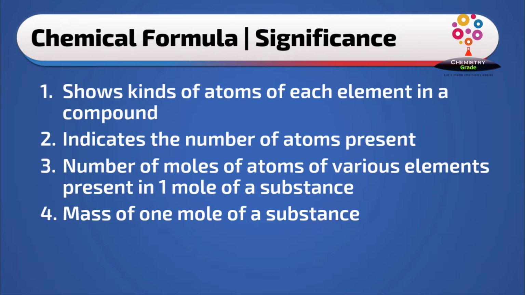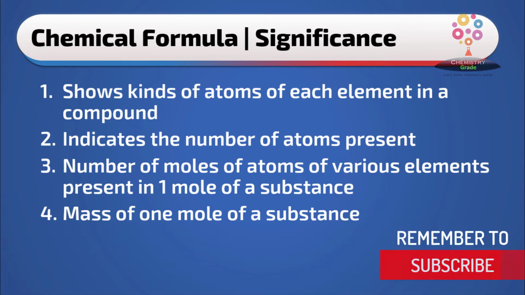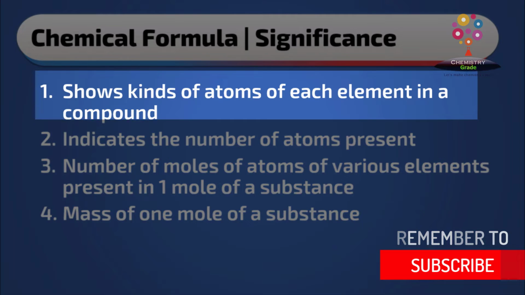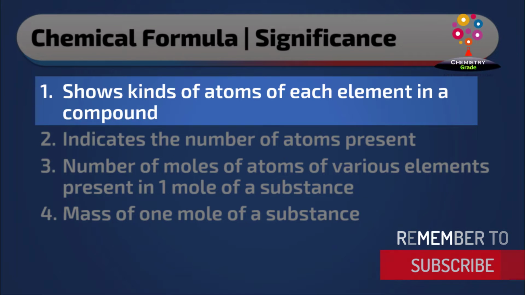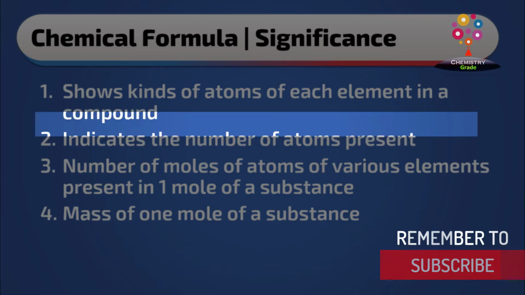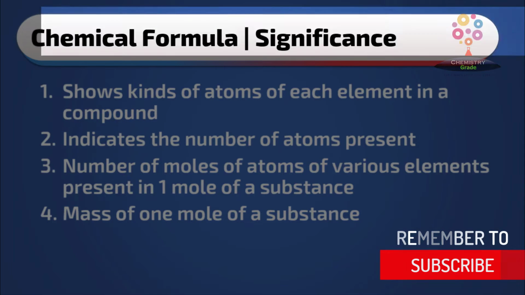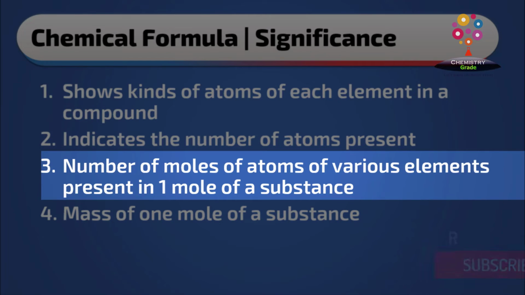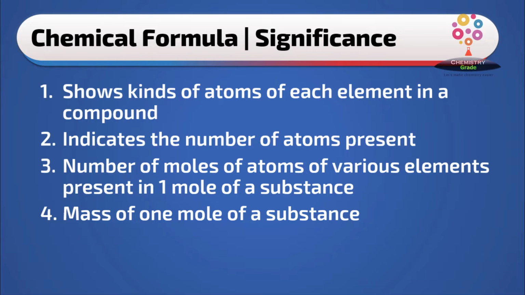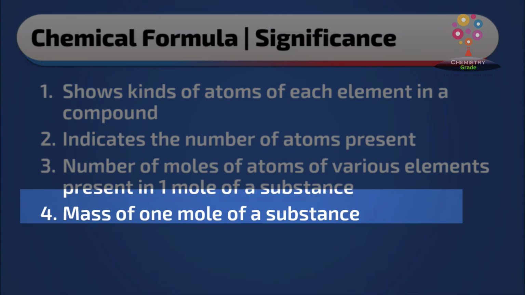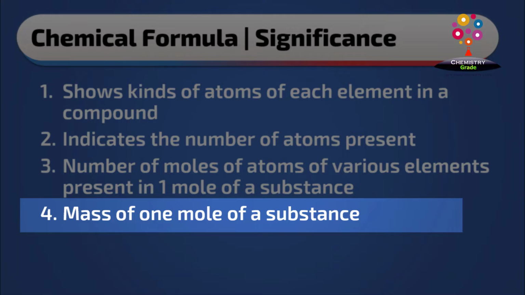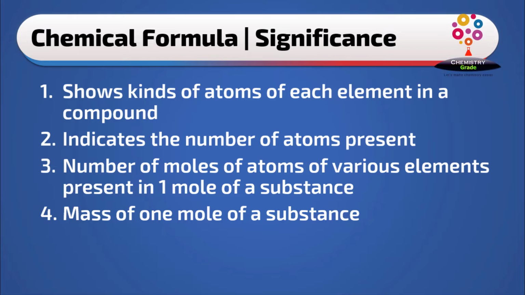It is very significant to know the chemical formula because it shows the kinds of atoms of each element in a compound. It indicates the number of atoms present. Then it also tells us the number of moles of atoms of various elements present in 1 mole of a substance. Then the mass of 1 mole of a substance can be easily judged by looking at its chemical formula.